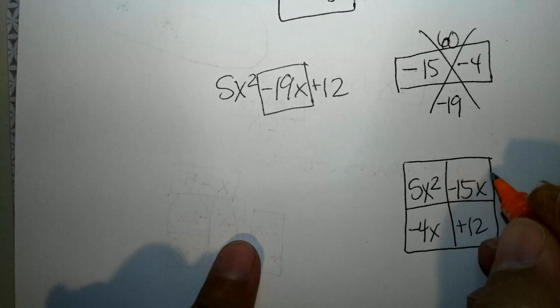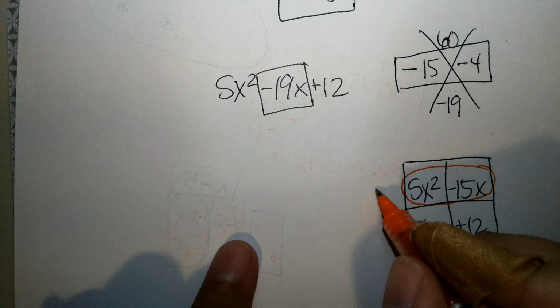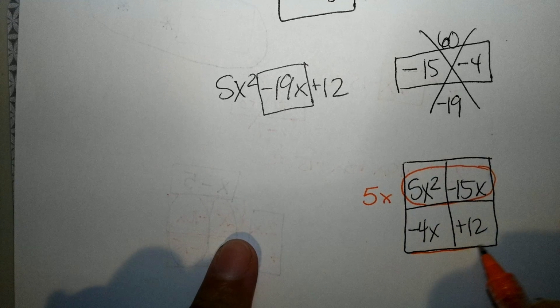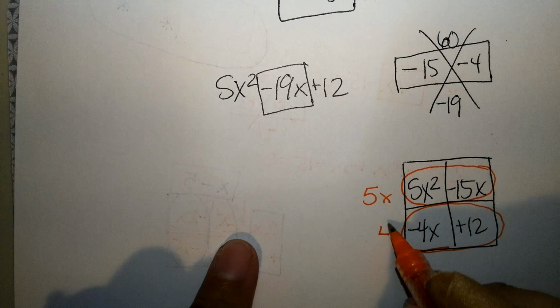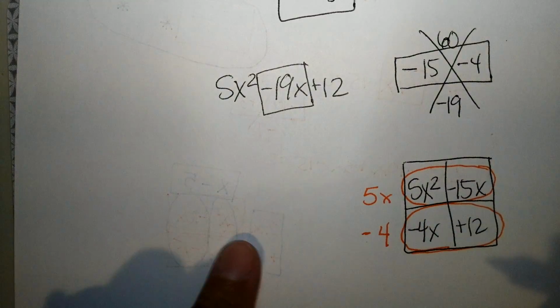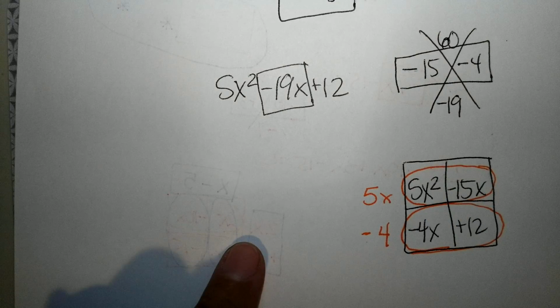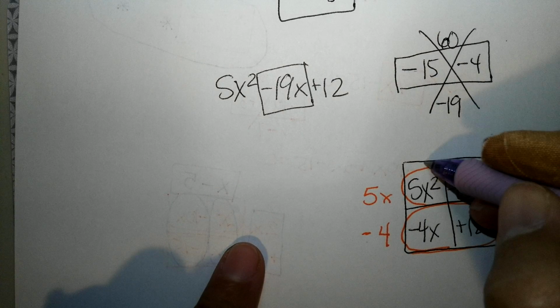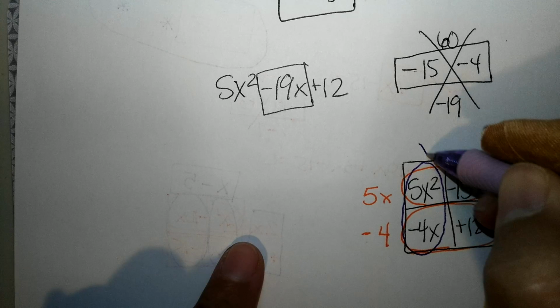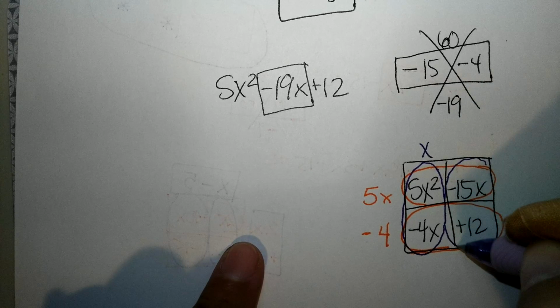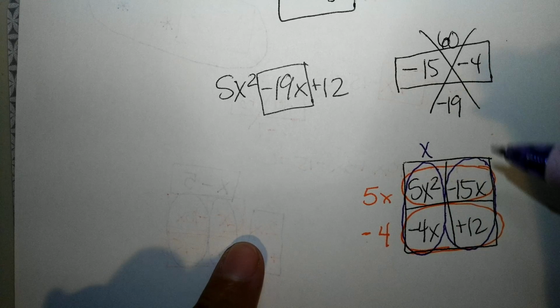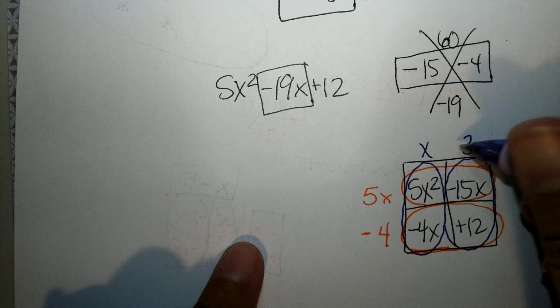So what do these have in common? I can factor out a 5x. I can pull out a 4. That's the biggest number, and it's a minus because of the negative out front. Let's go vertical. 5 and negative 4 don't have anything in common, but they have an x. 15 and 12 are both divisible by 3, and it's a negative.